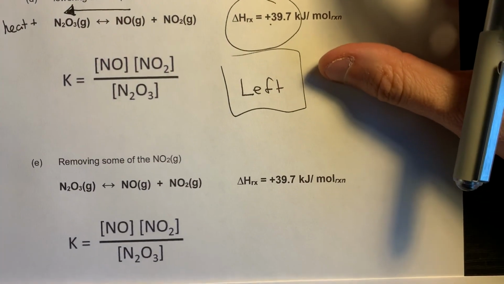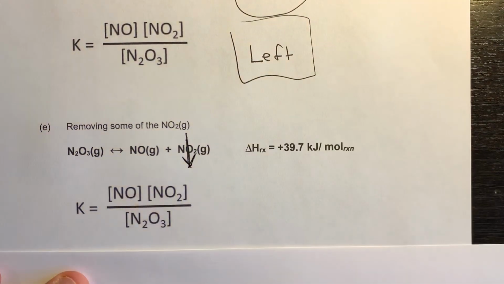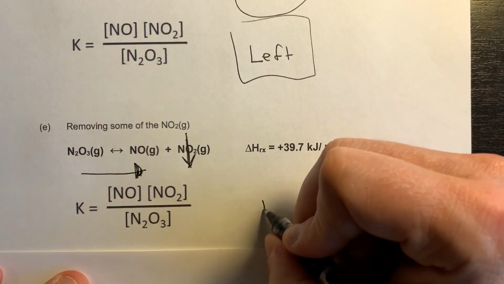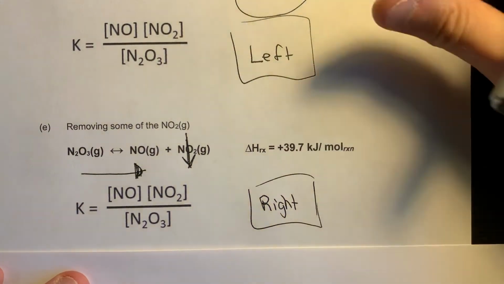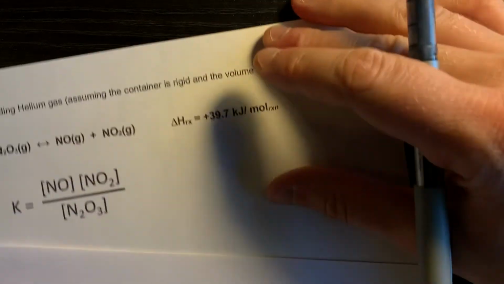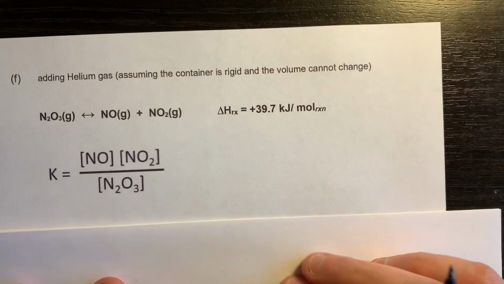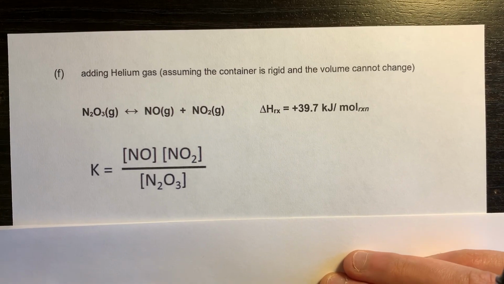Moving on to part E, if we remove some of the NO2, the only way to increase now the amount of NO2, which again is how the system is going to respond, is to shift right in order to form more product. And this last question here might have thrown you for a loop. This is a great question. It says adding helium gas, okay? How is this going to impact our equilibrium position? Like, are we going to shift left, shift right?